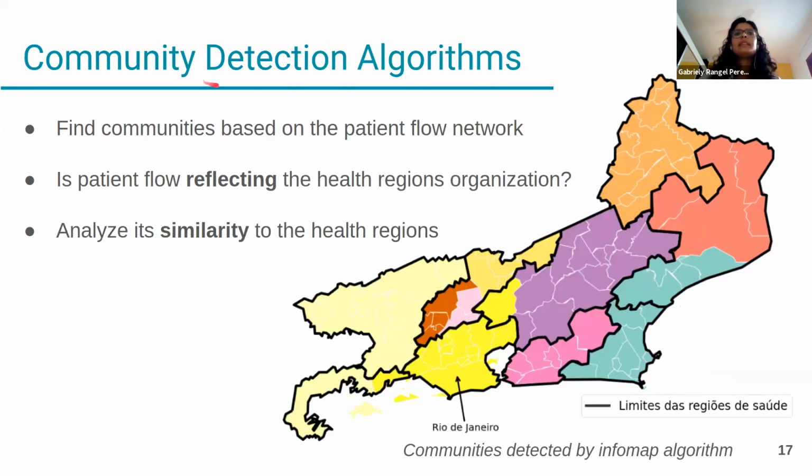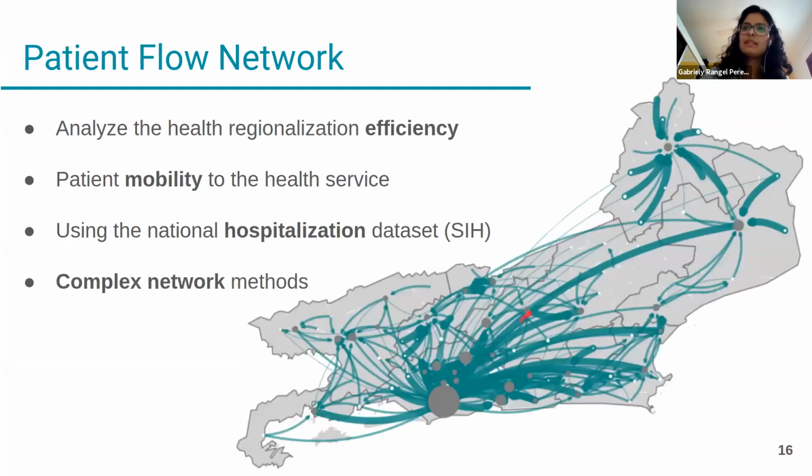The community detection algorithms are complex network methods to find clusters in a network. In this case, it finds communities in a network. These algorithms find these communities based on the patient flow between municipalities, just like this, patient flow between different municipalities.